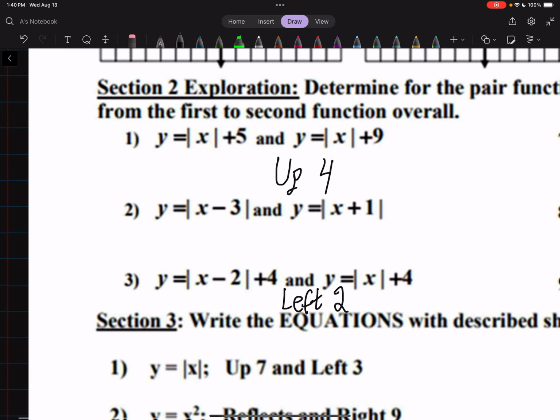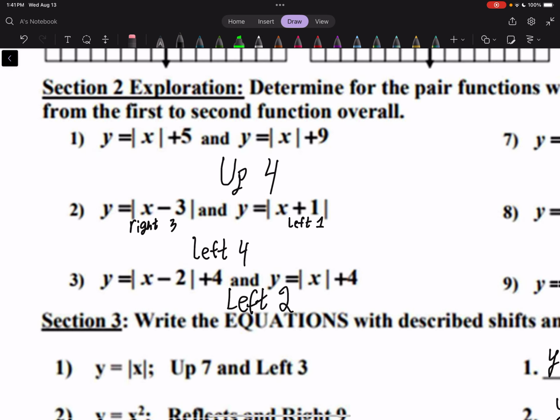All right, from x minus 3 to x plus 1. Let's put this down real quick. This is right 3. This is left 1. Right 3 and left 1. So I'm going from the right 3 units to the left 1 unit. I know I'm moving left, and then 3 plus 1 is 4. I moved left 4 units for this transformation.